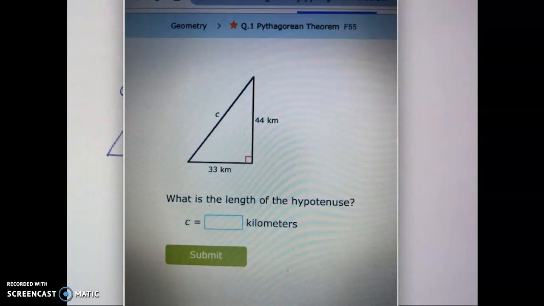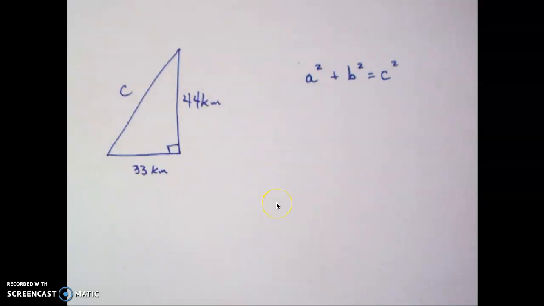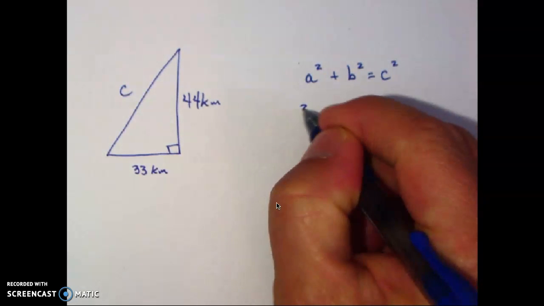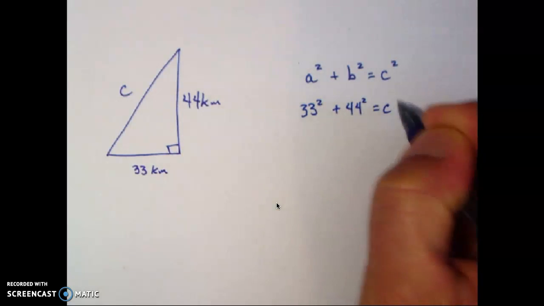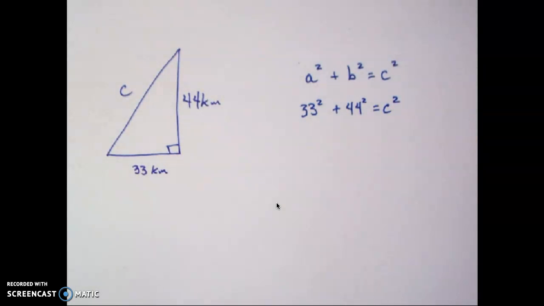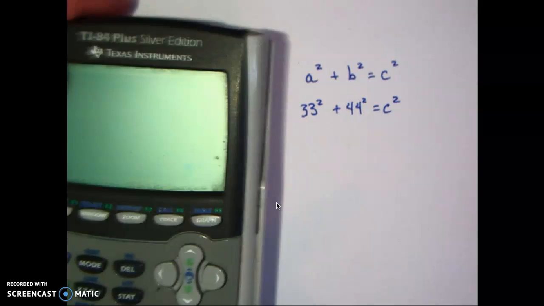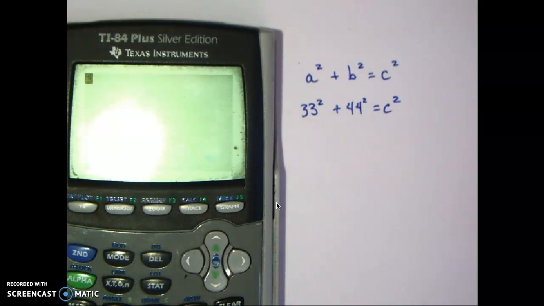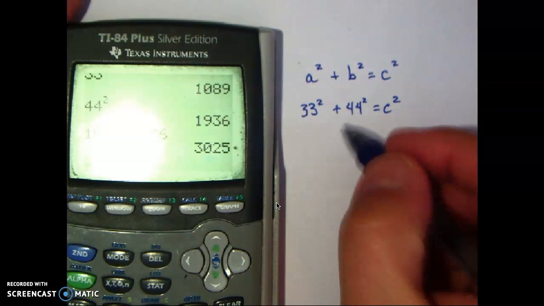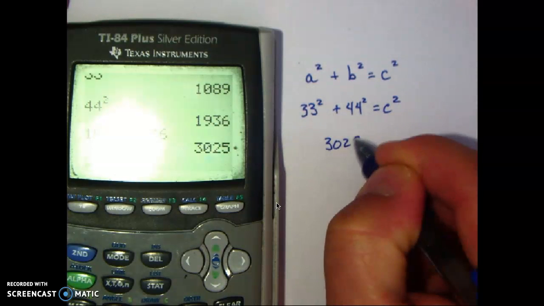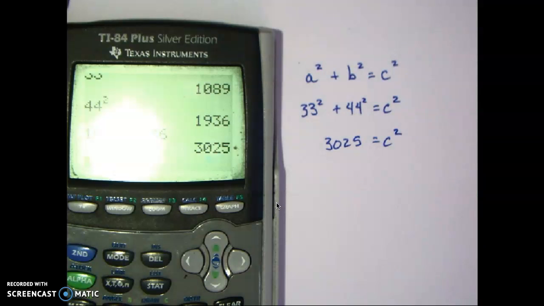So when we are solving for the hypotenuse, in this case we're going to have 33 squared plus 44 squared is equal to that hypotenuse squared. All right, so then we're going to get out our handy dandy calculator, and we'll take 33 squared and 44 squared, and we'll add those together. So we have 3,025 is equal to c squared.